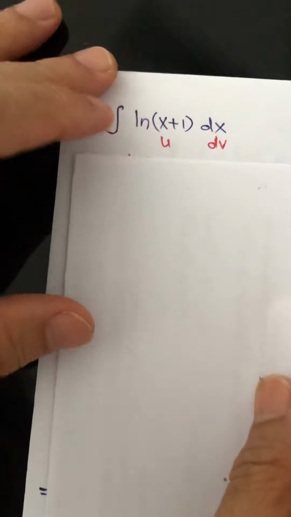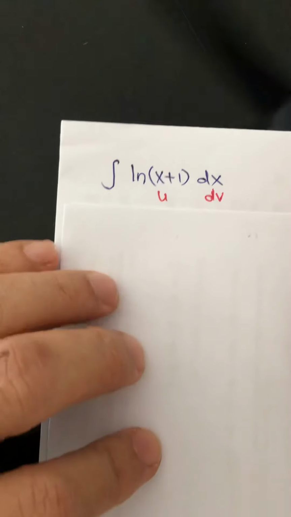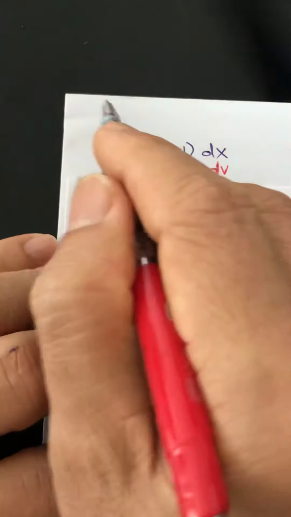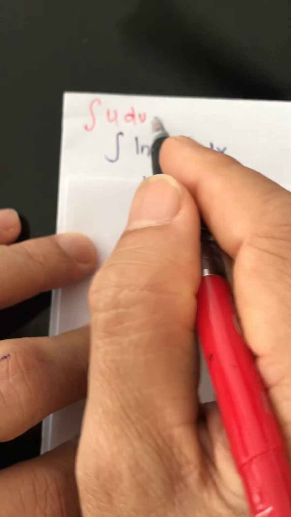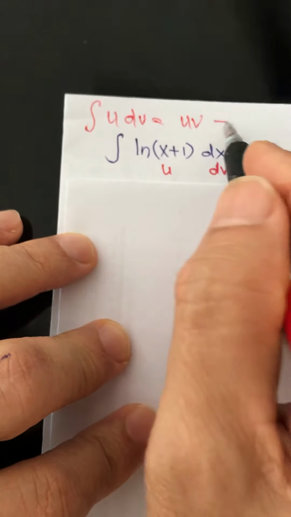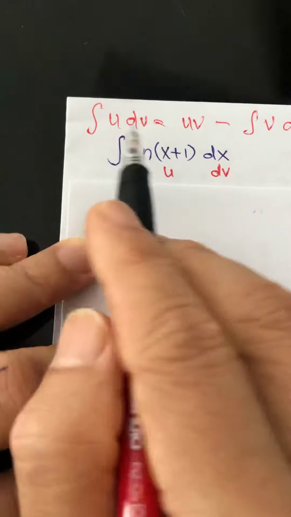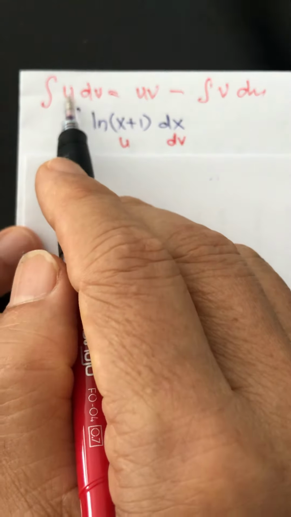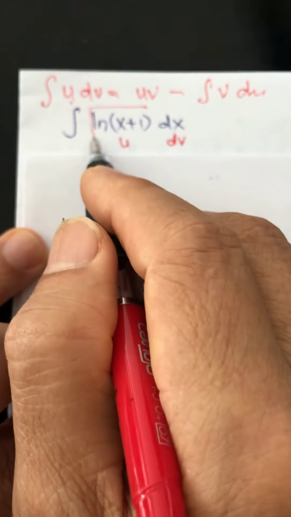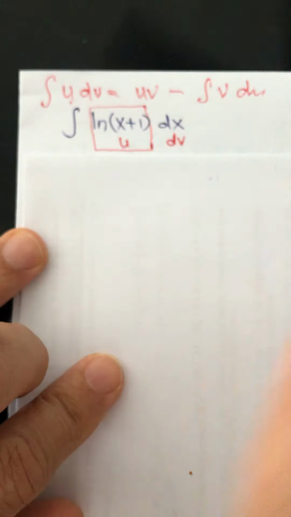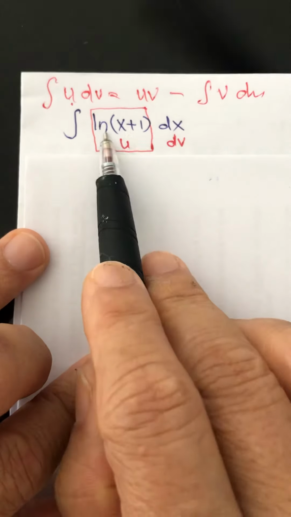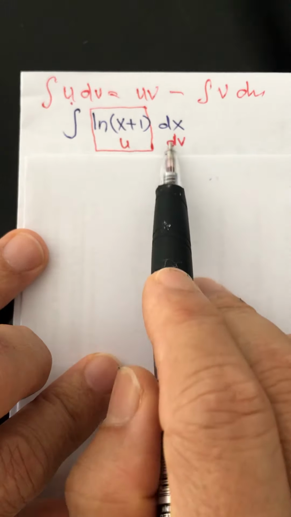Now let's say you have this. Again, you want to use integration by parts, the integral of u dv equals uv minus the integral of v du. So you must identify where the u is. Always the one with the ln is the u, remember. The one with the ln is your u, then the rest is dv.